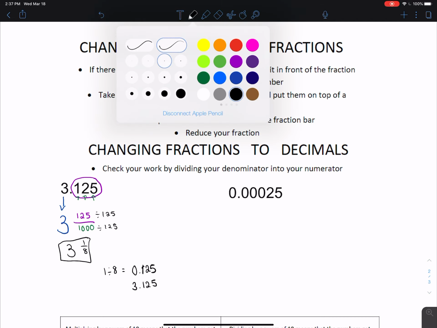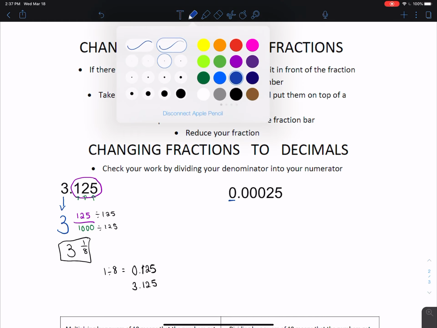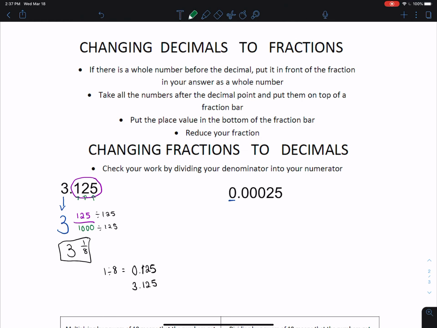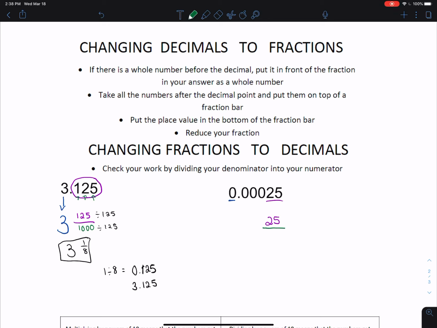If I look at this next example, my whole number part is a 0, so I don't actually need to write that 0 anywhere. Then if I look at what comes after the decimal, I'm going to ignore all the zeros and just take that 25 and make that the numerator. Now I do still need to worry about those zeros when I'm trying to find what place value it's in. I have tenths, hundredths, thousandths, 10,000ths, 100,000ths. So I need to put 100,000 in the denominator.